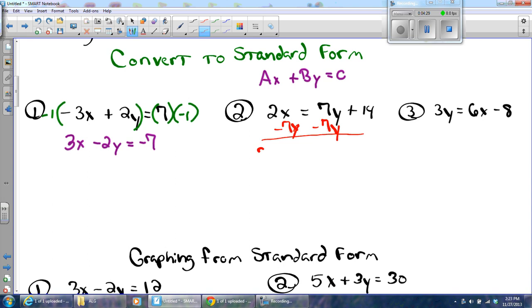And when I do that, I'll get 2x minus 7y equals 14. And now I am in standard form. This one here can be positive or negative on the B.